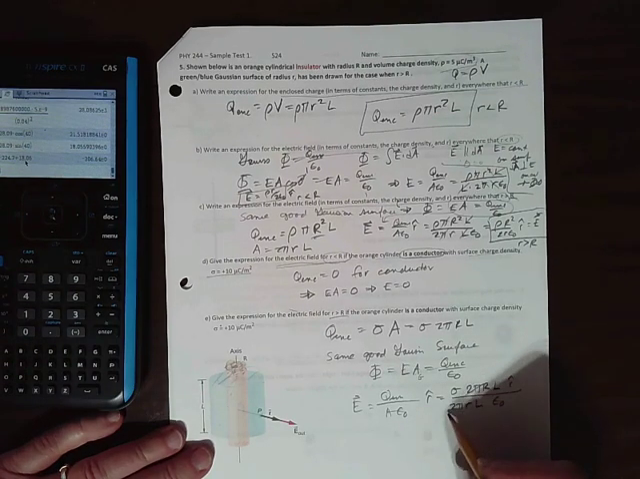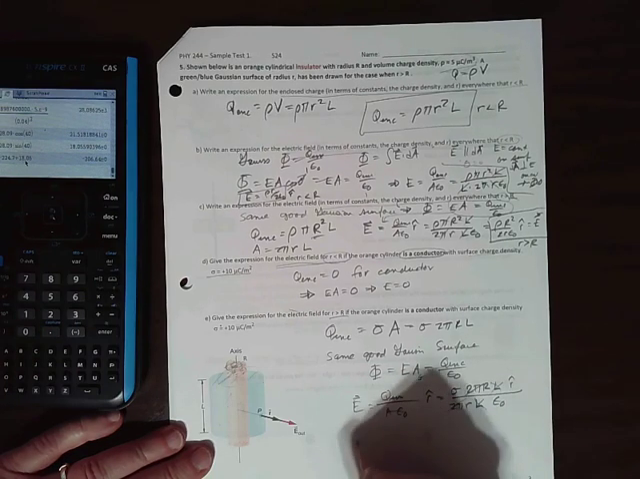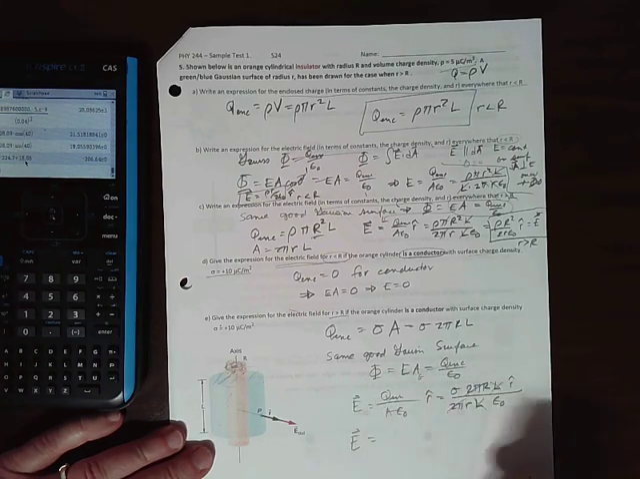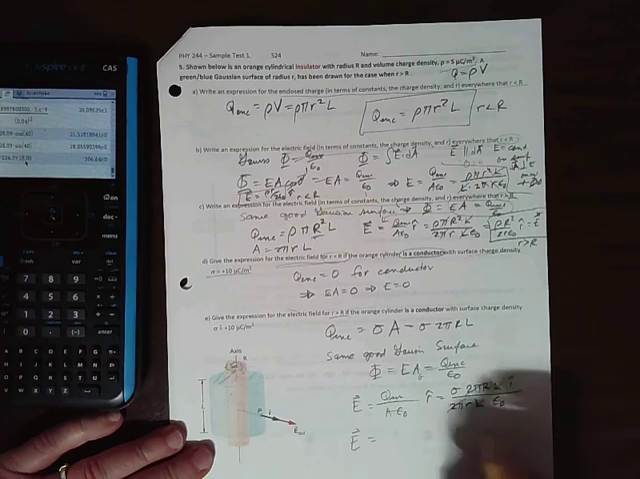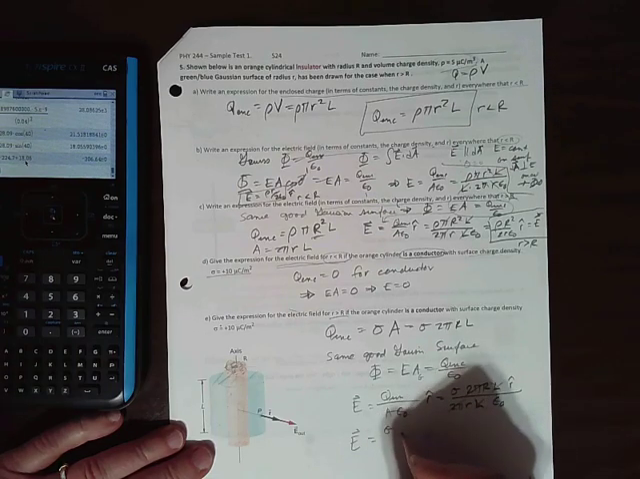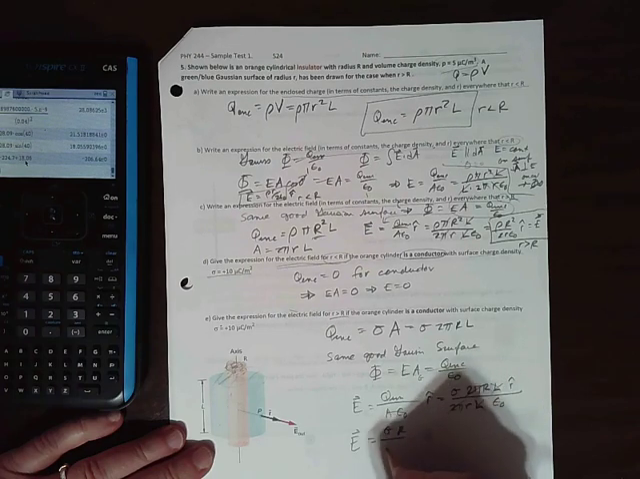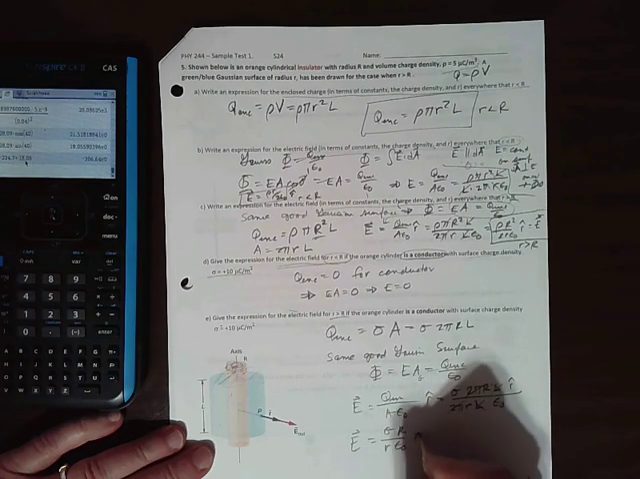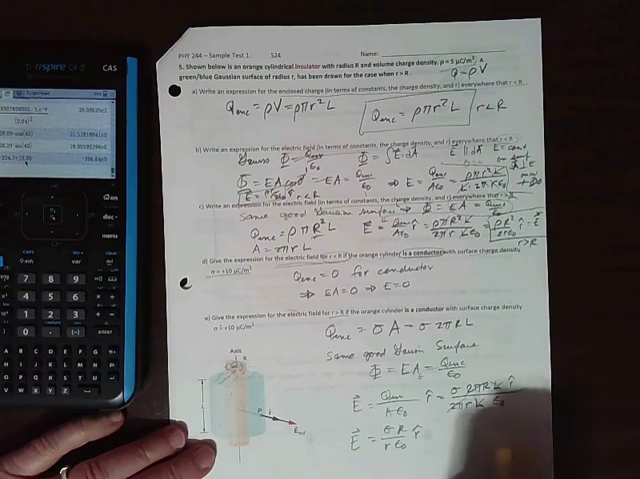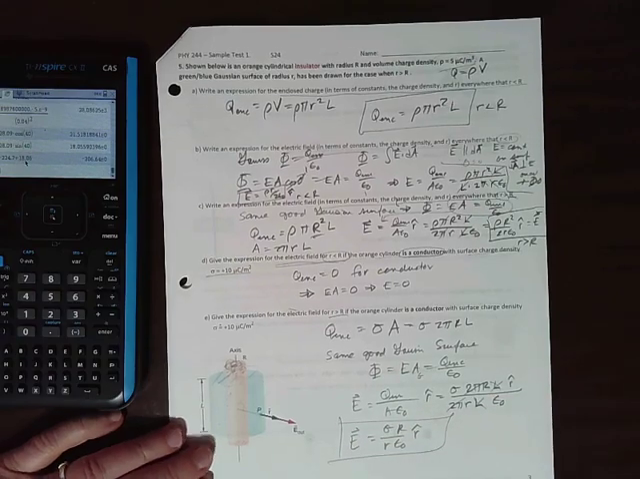Alright, so the 2 pi's are going to cancel this time, and the L. And so E is just sigma big R over little r epsilon naught, r hat. Okay, there we go.